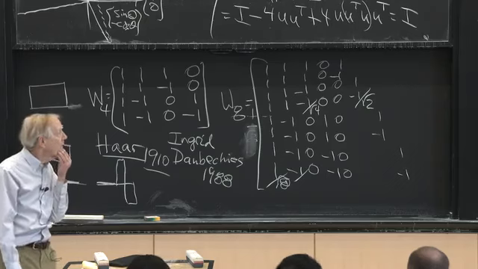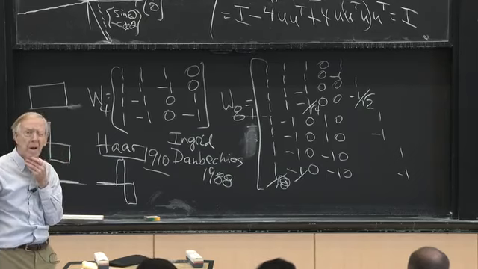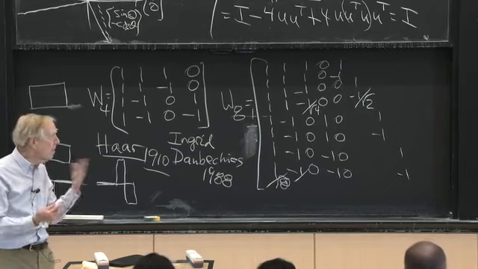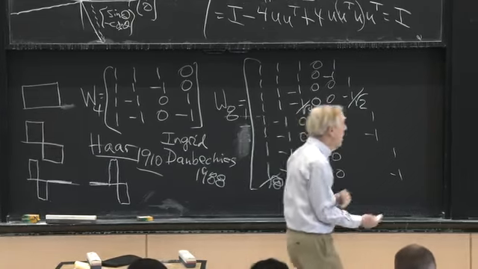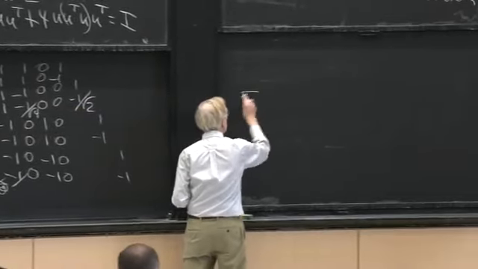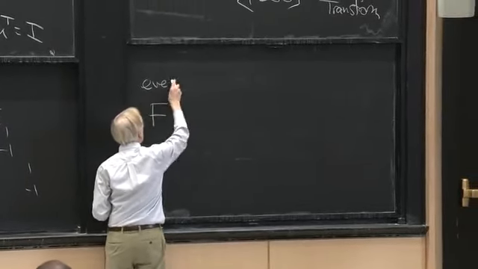Okay, so what are the eigenvectors of a permutation? This is going to be nice to see. And I'll use the matrix F for the eigenvector matrix.